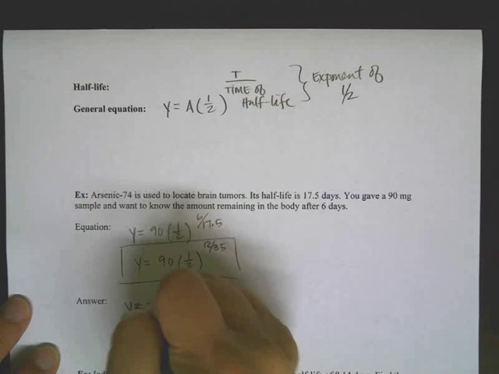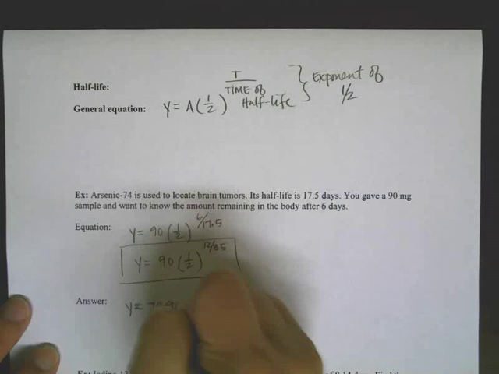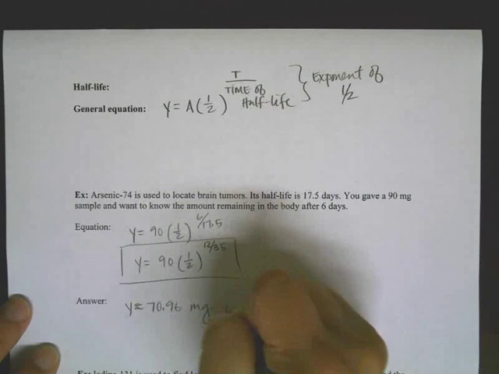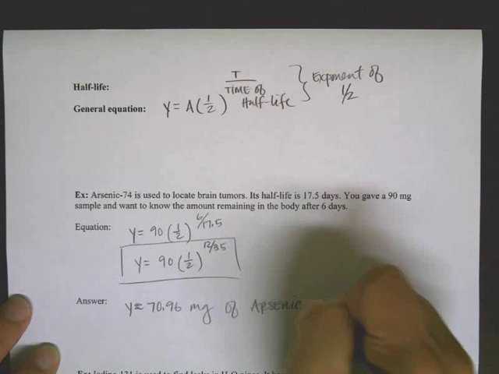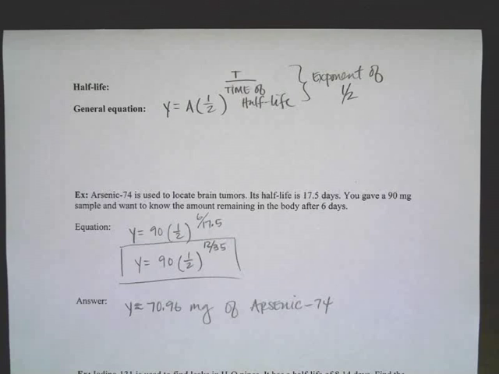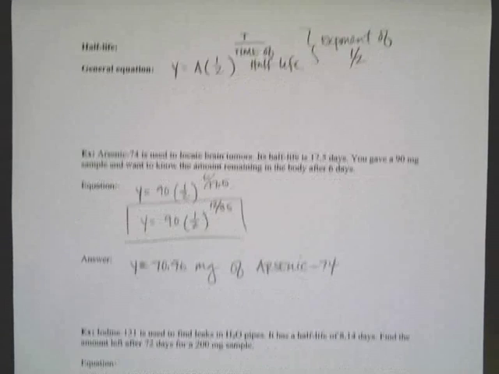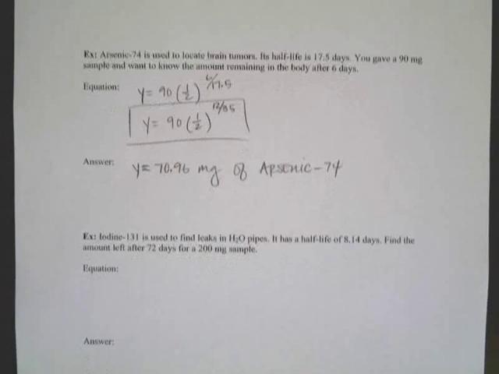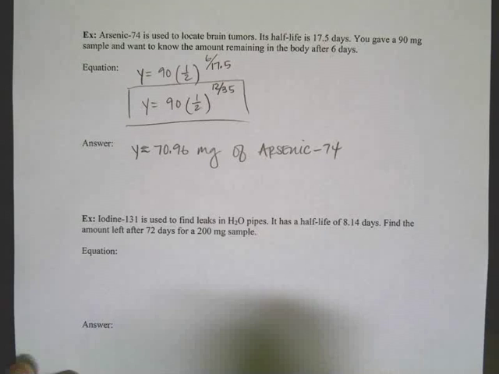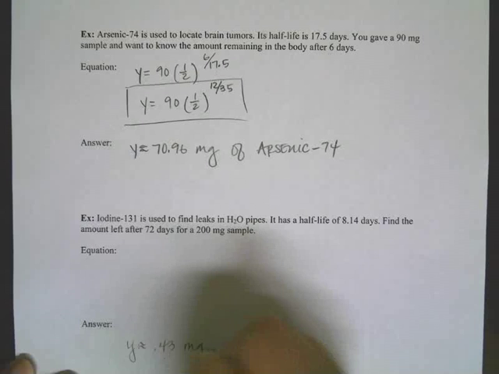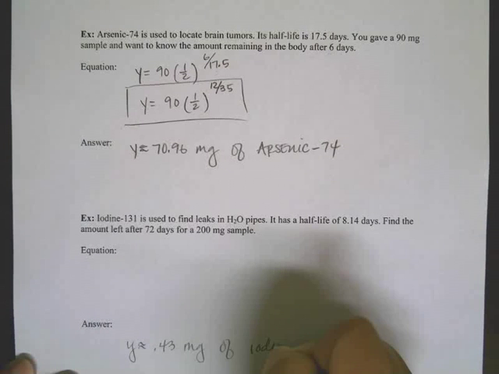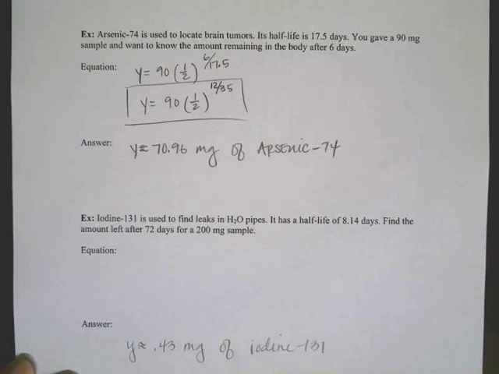So this is going to be approximately 70.96. And you label it milligrams of arsenic 74. So I'm just going to tell you the answer for the second one, and hopefully you'll be able to figure out what the equation is. The answer you should get, y is approximately 0.43 milligrams of iodine.